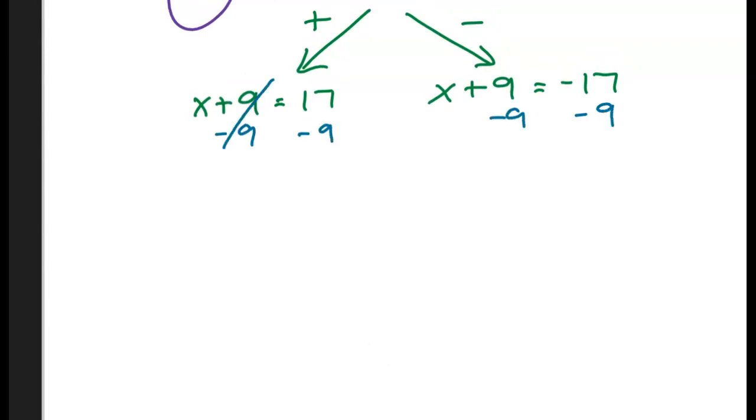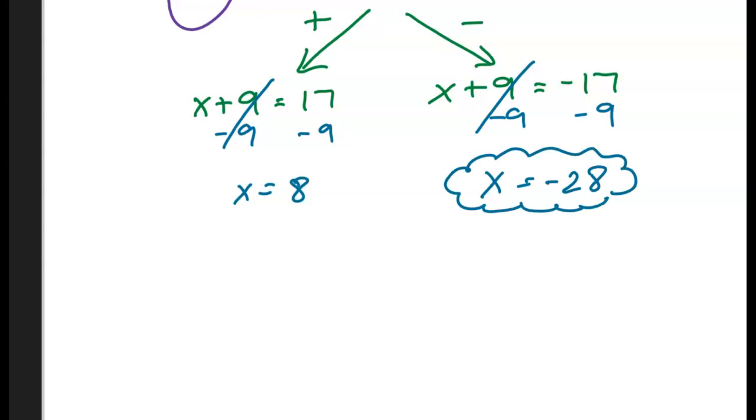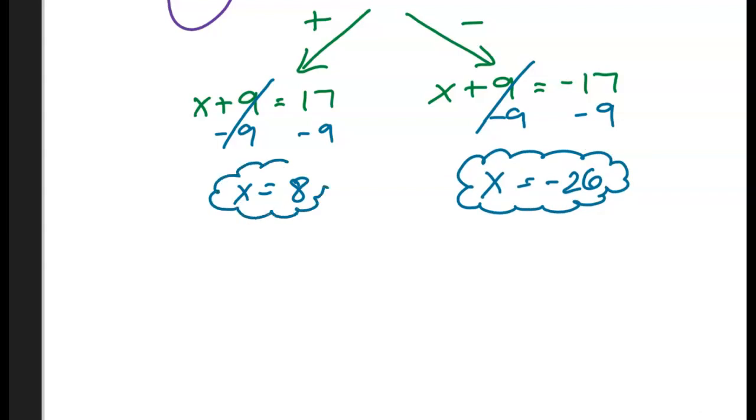So on the positive side, I have 17 minus 9, which gives us how much? Richard, what'd you get? Yes. And then on the negative side, negative 17 minus 9, what do we get? Negative 28. Thank you. I knew as soon as I said it, is that right? Nope. It's going off of memory.